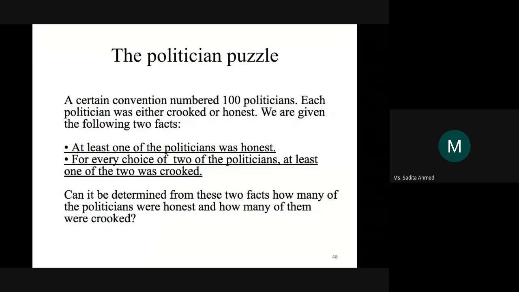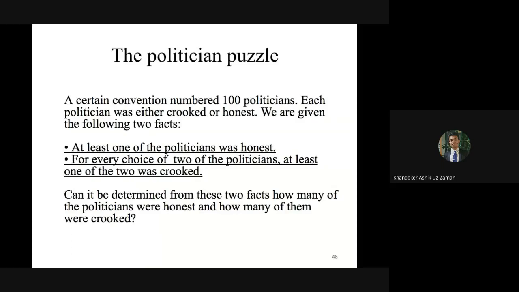There was another observation from one of the students from the last session, another way to look at this: at least one in the pair will be crooked, right? Another way to look at this is that both politicians in the pair can never be honest. Makes sense, right? If it says that at least one has to be crooked, it also means that both politicians in the pair cannot be honest at the same time, right? Guys, what do you think? Yes, ma'am. Makes sense.